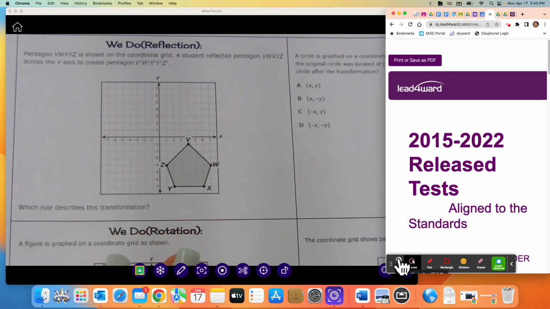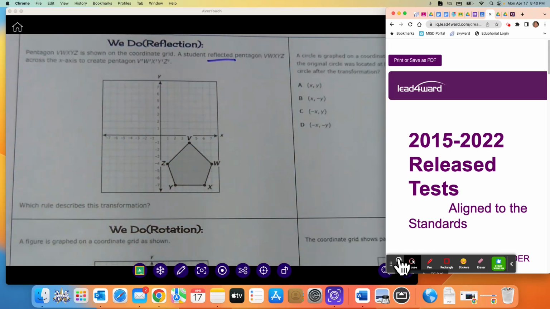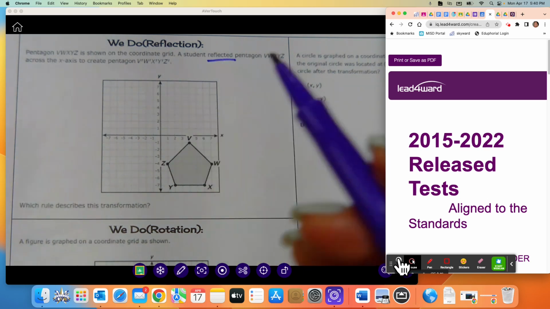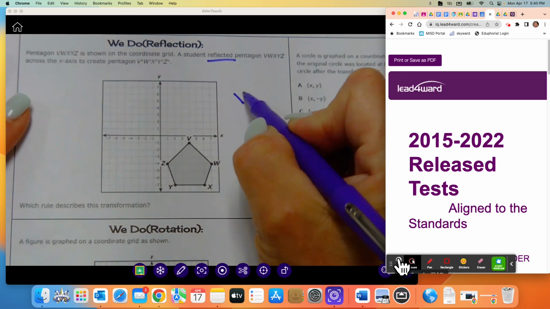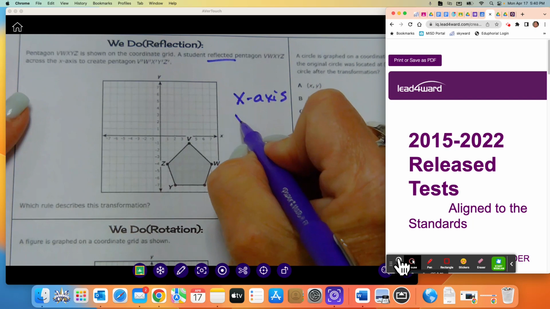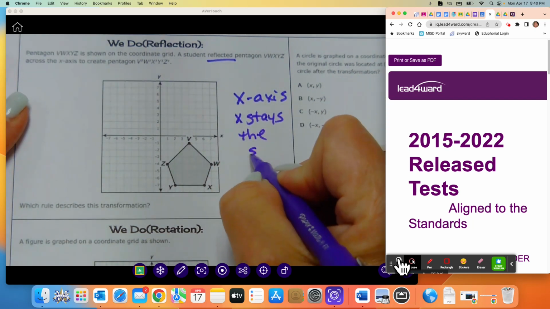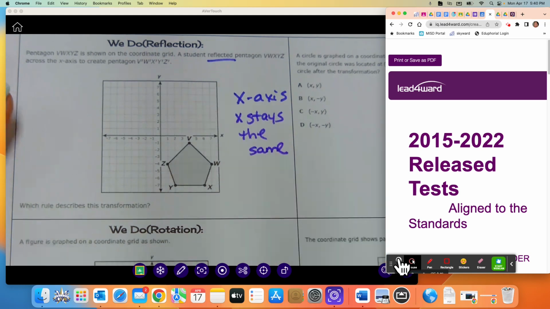Okay, now we're going to talk about a reflection. Guys, I don't know how to get you to understand this. It's just you've got to remember the rules. Okay, so if it reflects across the x-axis, the x stays the same, the x value. Okay, and let's just see how that works.